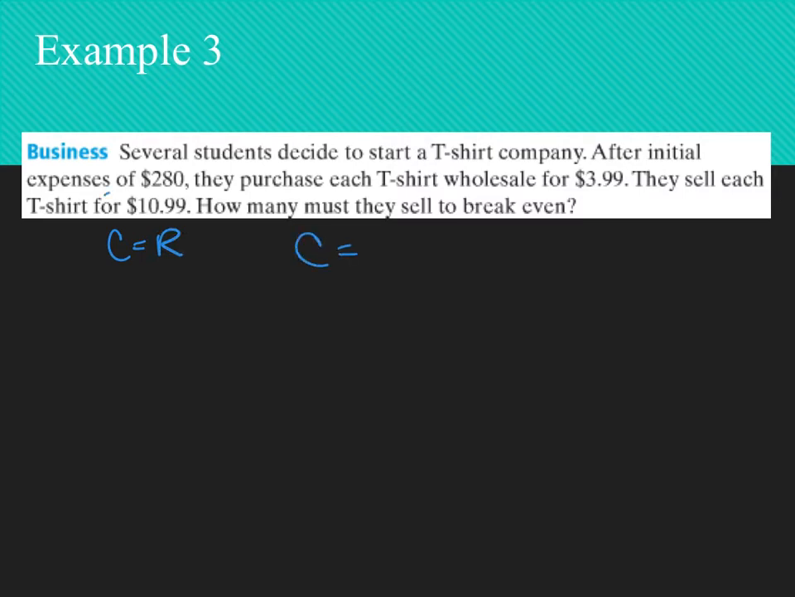Cost, it tells us we have an initial expense of $280, plus each shirt is $3.99 per shirt. Our revenue then, or what they sell the shirt for, is equal to $10.99.